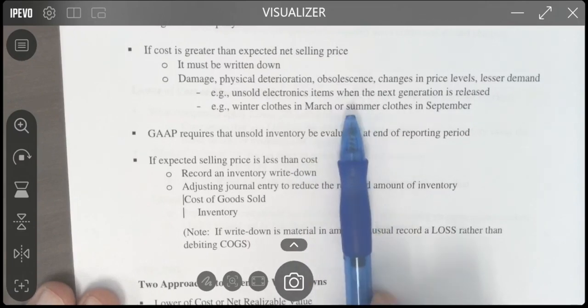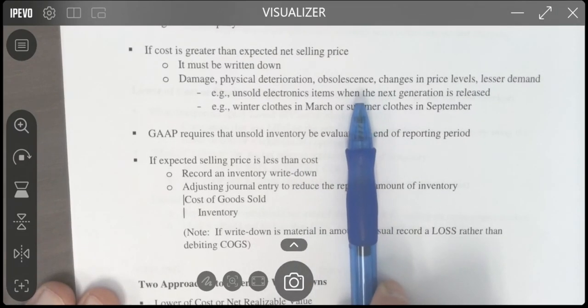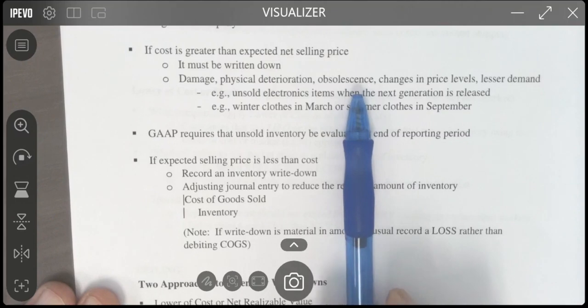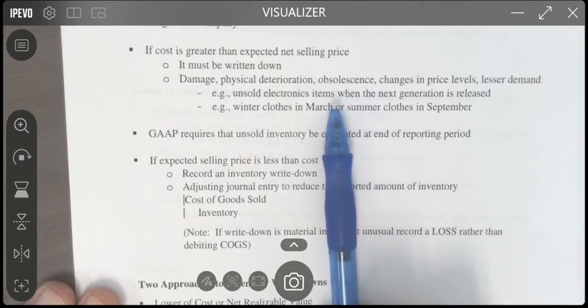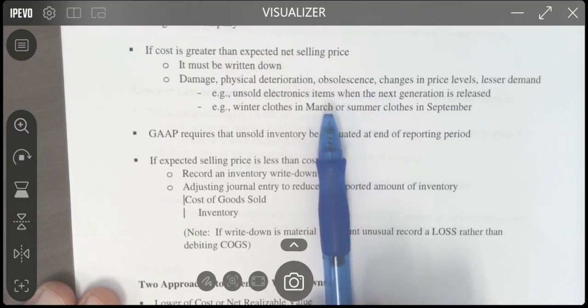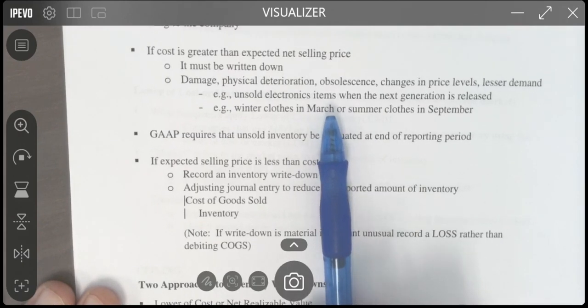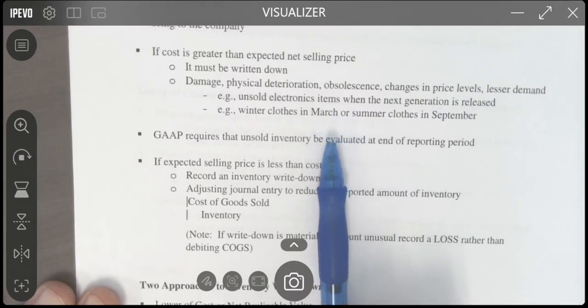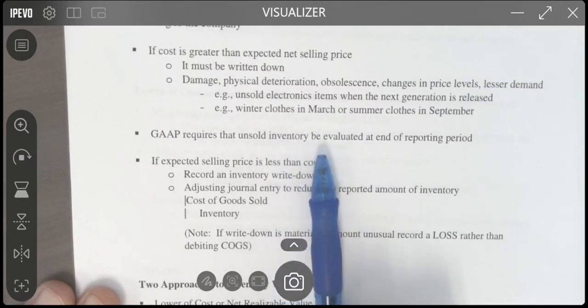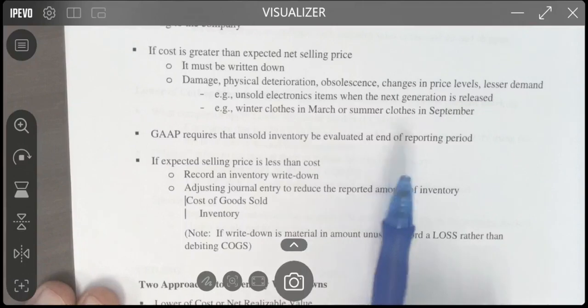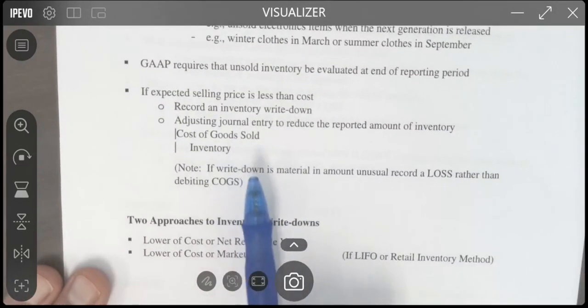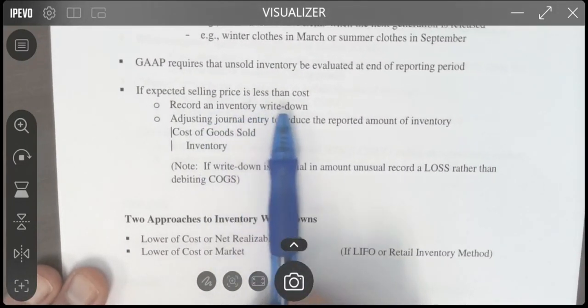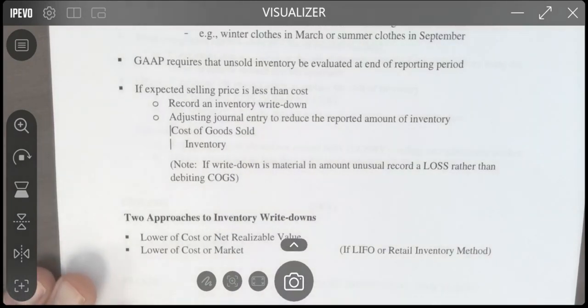Again, these are inventory items that are still in inventory at those points in time. And if we're going to make a balance sheet, we have to assess whether we can sell them for at least the historical cost that they are currently recorded as an asset in our records at. GAAP requires that unsold inventory be evaluated at the end of every reporting period. If that expected selling price is less than historical cost, we record an inventory write-down.